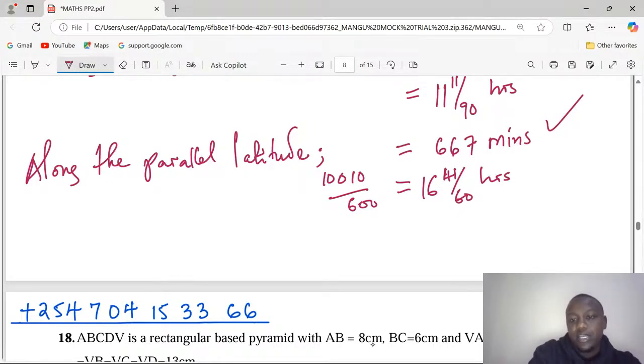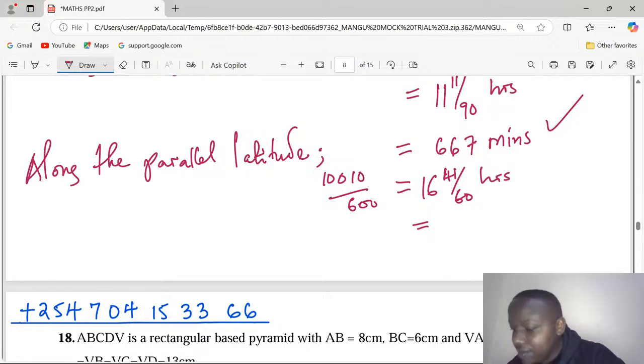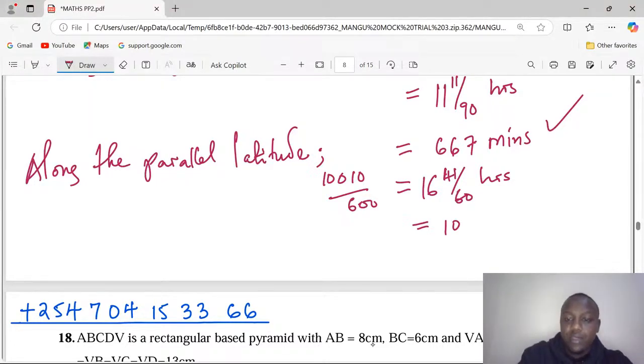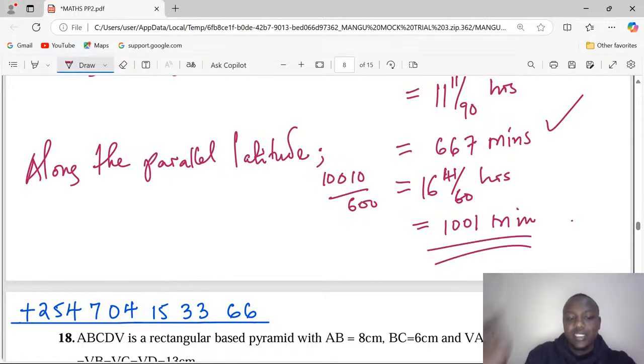These are hours. Now, changed to minutes, we have to multiply them by 60. And this will give us exactly 1001 minutes. So we have to convert to minutes that way. That's how number one is supposed to be.